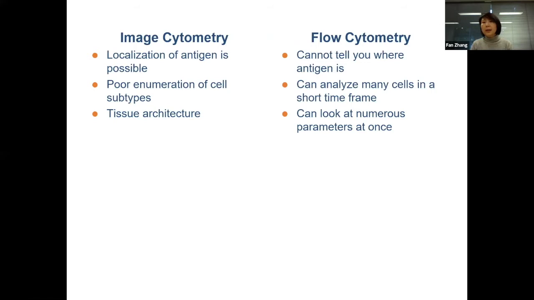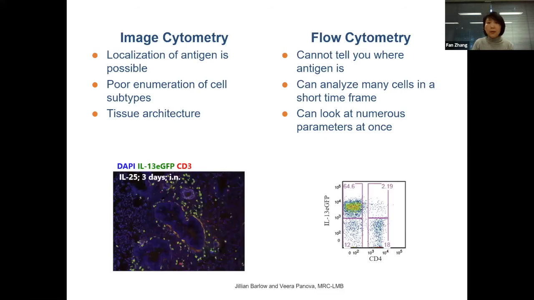So what is the advantage of the flow cytometry technique? When we compare image cytometry and flow cytometry in terms of localization of antigen and enumeration of cell types, we can see the value of this technique is the capability of measuring a large number of single cells in a very short period of time to give us quantifiable data.